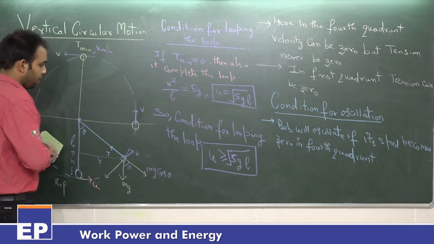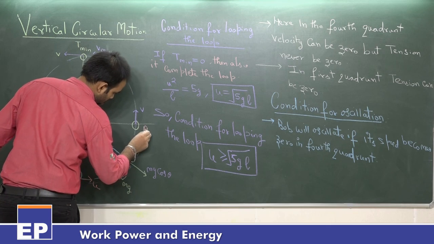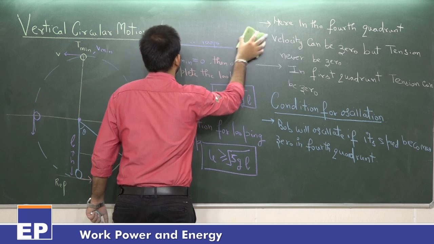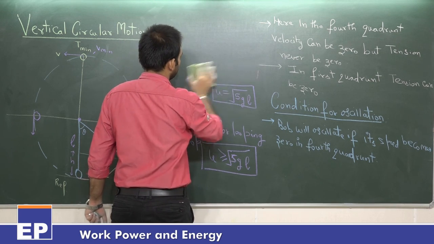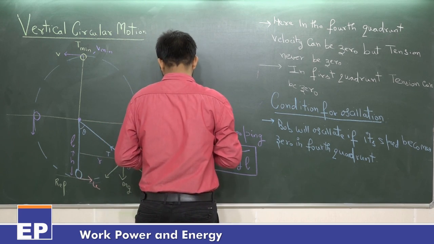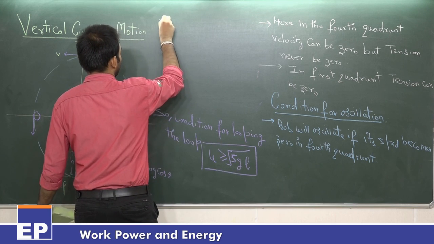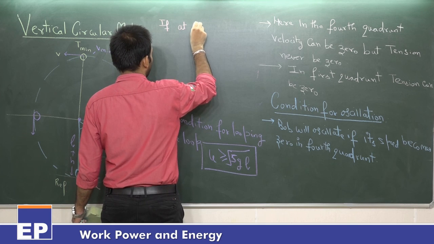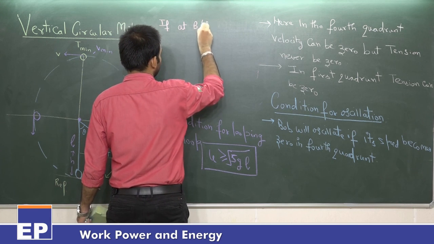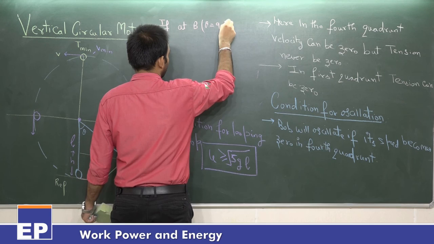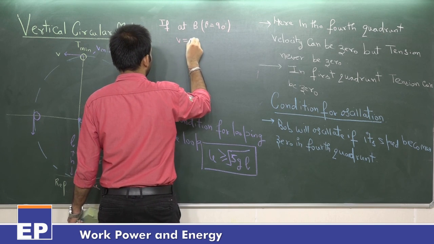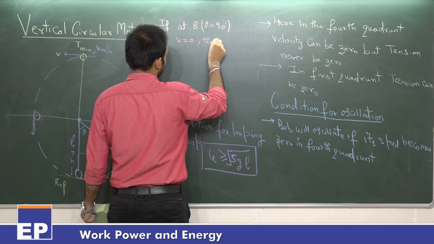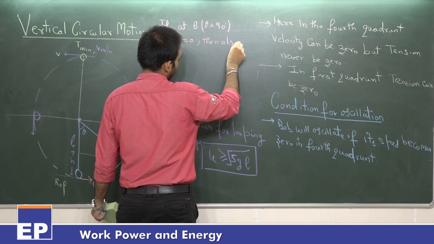Next, you take this point as B. If at B theta is equal to 90 degrees and V is 0, then also it oscillates.